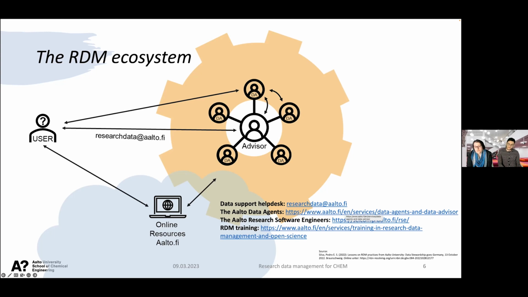So why contact one of us? It could be easier to interact with data agents because we are often researchers working in your field, and so we can more easily understand what data you are dealing with and what exactly your problem is. You can also contact research software engineers if you have any problem related to software. And we also have RDM trainings online, as well as this one, which will be online later.